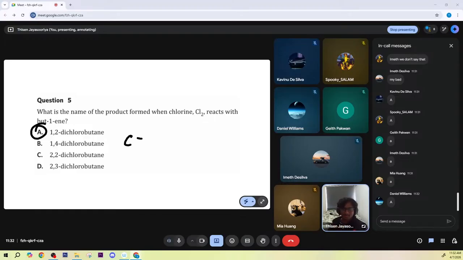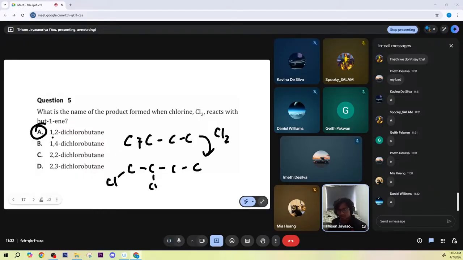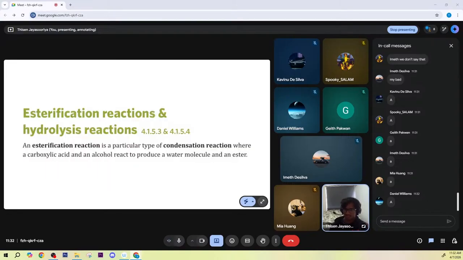You can think about it as this is butene. I'm not going to draw the hydrogens because I'm going to be a bit lazy. But here, if we add the chlorine on, what's happening is we're breaking that double bond. So one of the chlorines goes here, one of the chlorines goes here, on C and C, which means it's going to be 1,2 chlorobutane. So is that all chill? Are there any questions about that?